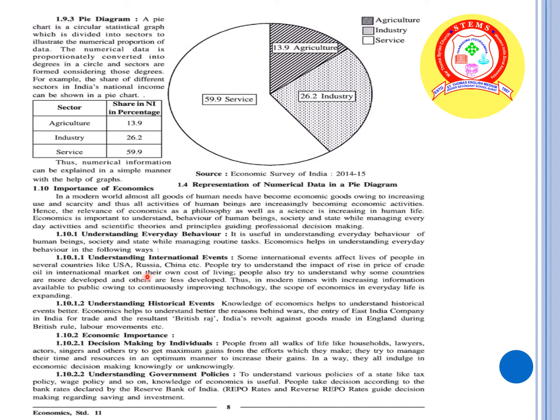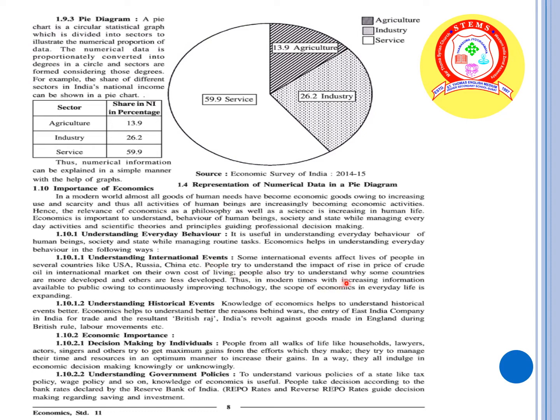some of the other countries may be affected by the change. Say, for example, if the crude oil prices increase, crude oil mostly comes from Dubai, okay, from the Gulf countries. So if the prices of such crude oil increase in the international market, then each and every country would have its own cost of living affected. So this is something related to an international event which would affect each and every country.